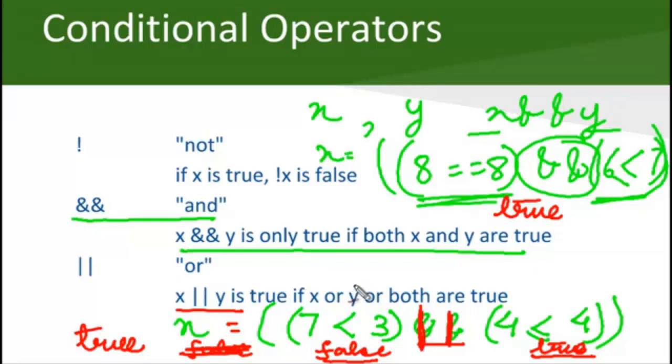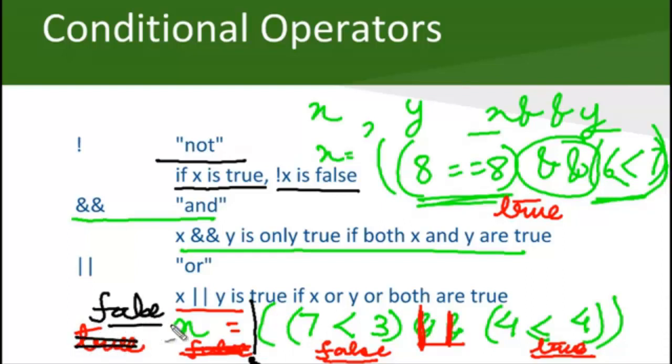Now finally we'll look at NOT. So NOT is simple. If x is a Boolean expression and x is true, then not x is false. It kind of reverses the value. So for this expression, the final value was true. If I add a NOT here, which is similar to an exclamation mark, then the final value will become false. So these are the three conditional operators.